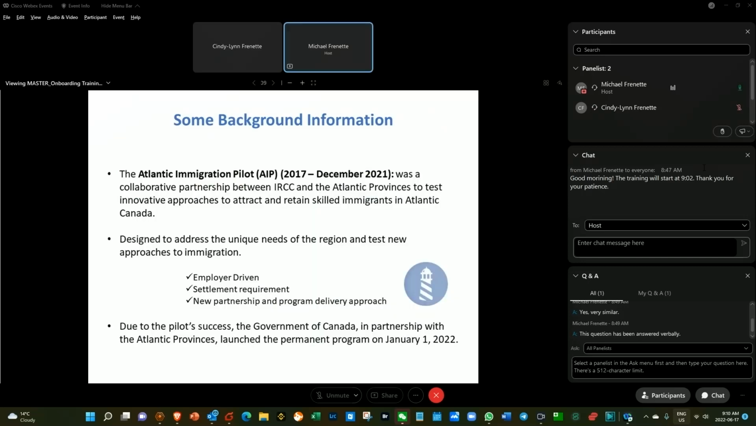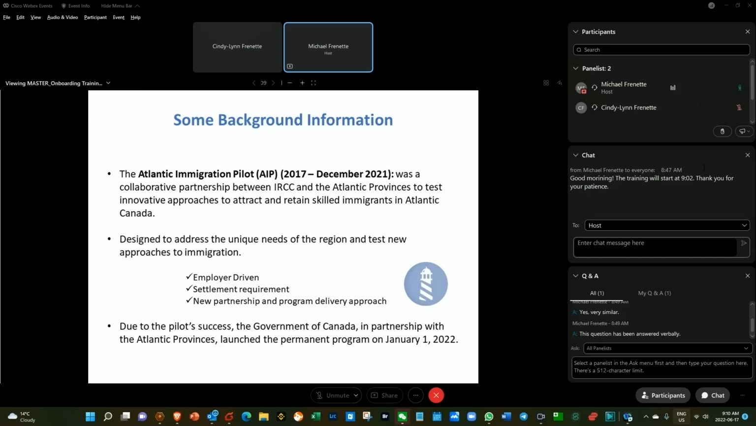So before we start to talk about the program, let's begin with some background information about the Atlantic Immigration Program. It actually started in 2017, and it was called the Atlantic Immigration Pilot Program. It was put in place to test an innovative approach to attract and retain skilled immigrants in the Atlantic region. The pilot was put together in close collaboration between the federal and provincial governments, as well as employers and settlement agencies. And one of the key features of the pilot was that it was employer-driven, meaning that employers were directly involved in selecting candidates who meet their labor market needs and demands.